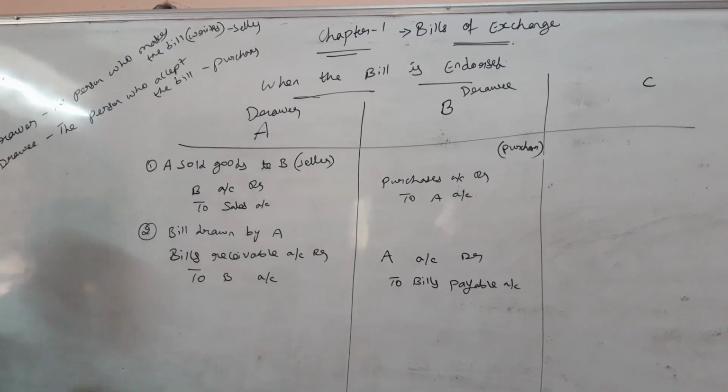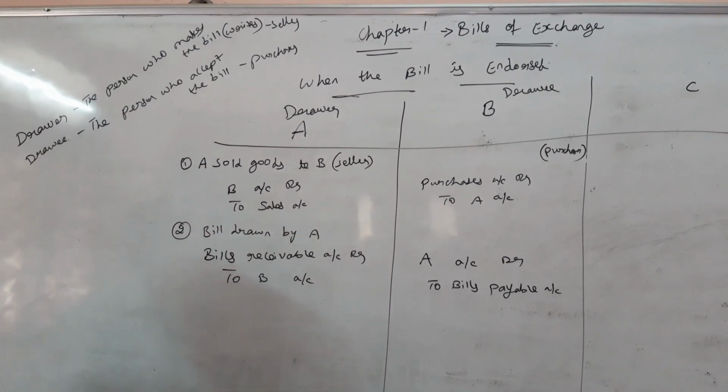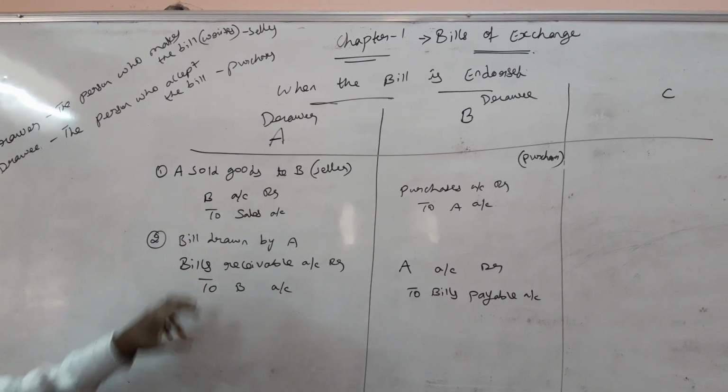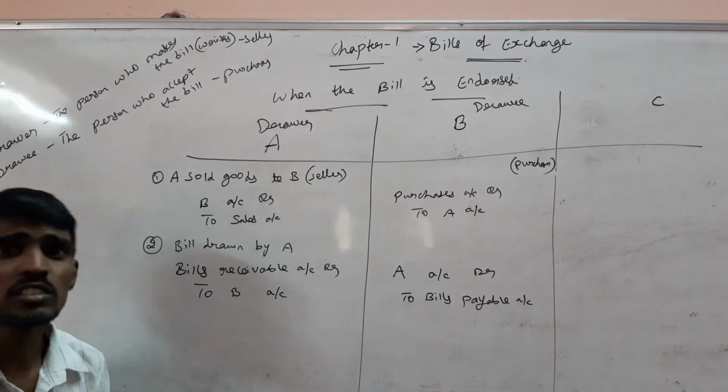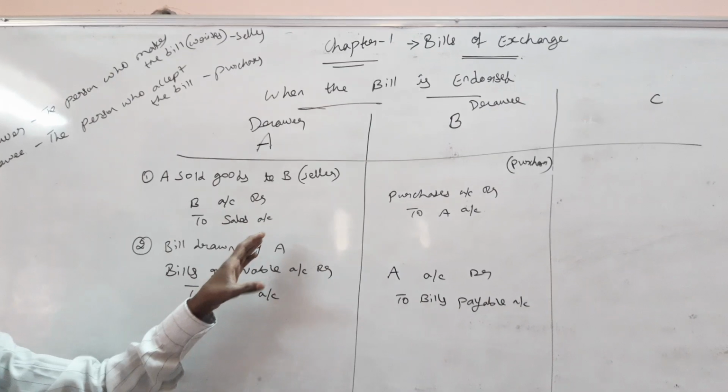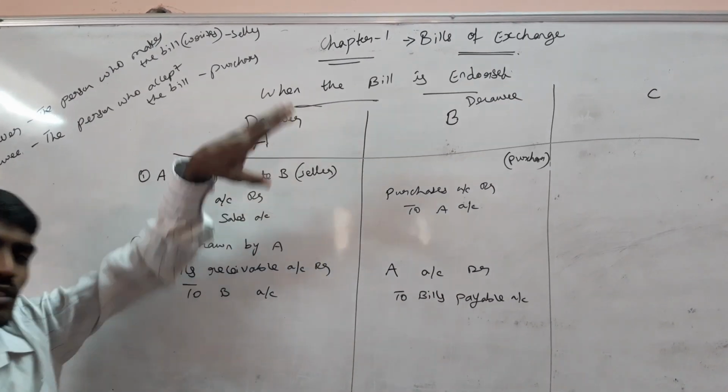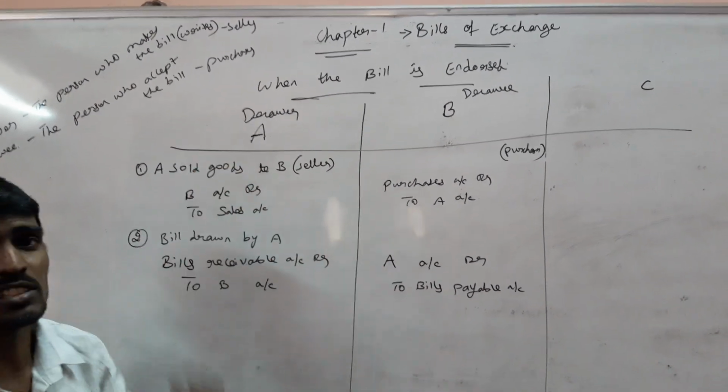Now, when the A is receiving the bill, what happens? Definitely, A should also purchase the goods from certain person. A also sells to him, so he has to buy from somewhere, meaning he must purchase from another person.